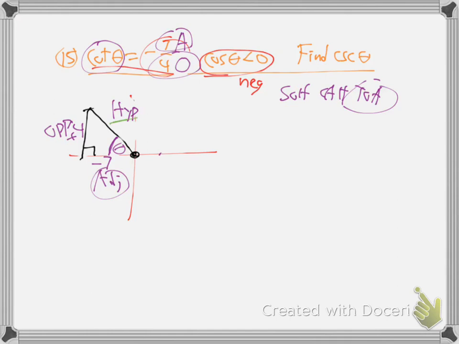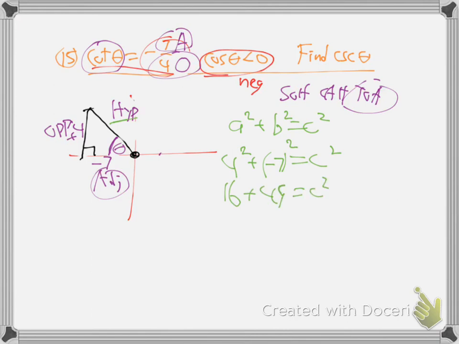Now, we got to find the hypotenuse by the Pythag. These are kind of long problems. So a squared plus b squared is c squared. The hypotenuse is the c. The other two, the order doesn't matter. 4 squared plus negative 7 squared. 16 plus 49. What's that? 65? Yeah. Good. And then root it.